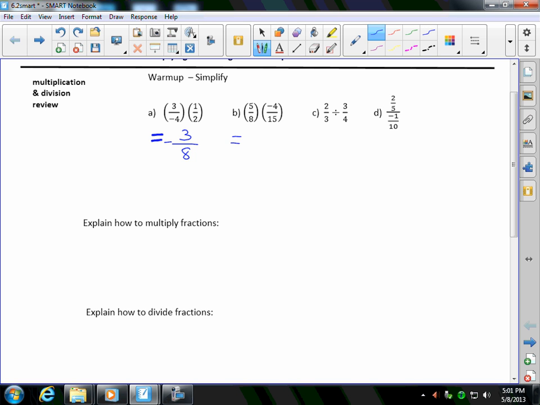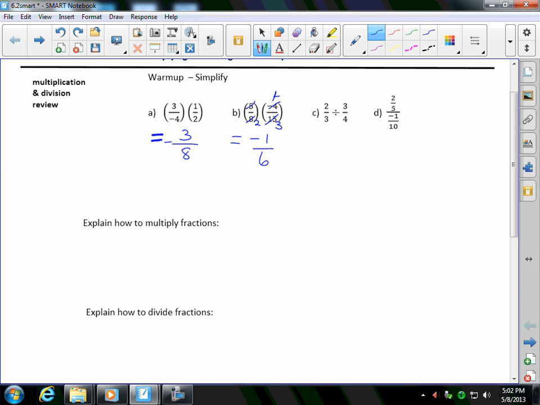For b, I have 5/8 times -4/15. Well, my 5 and my 15 can reduce. I divide 5 into each of those. And -4 and 8, I can reduce those. So I'm left with -1 times 1 and 2 times 3 on the bottom, so I have -1/6.